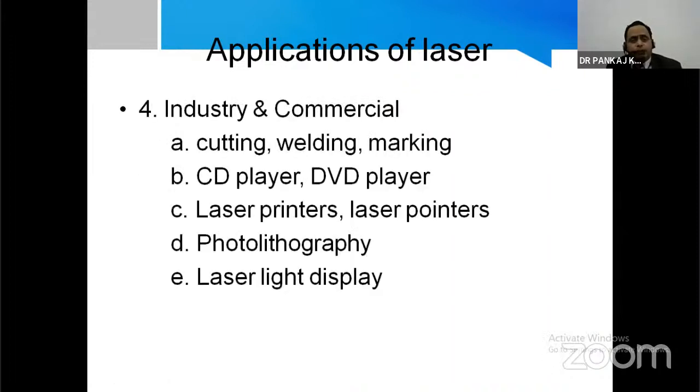Lasers are variously used in industry and commerce, in cutting, welding, marking, and in CD players, DVD players, laser printers, laser pointers, photolithography, and laser light displays.